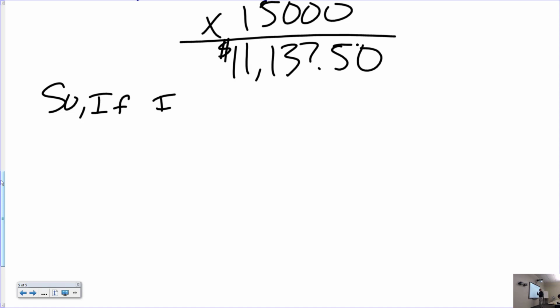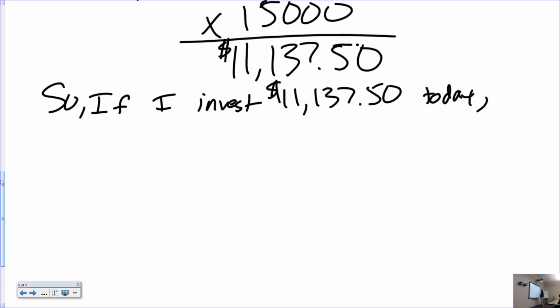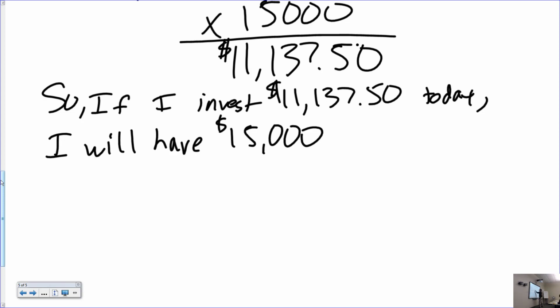In theory, again, depending on how you work on it. Right, so if I invest $11,137.50 today, I will have $15,000 in 5 years. So that's how that second column works. It's basically figuring out how much I have to put in now to get to the number that I want to have in the future.